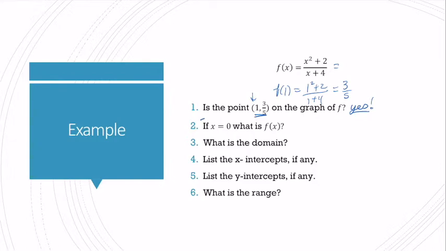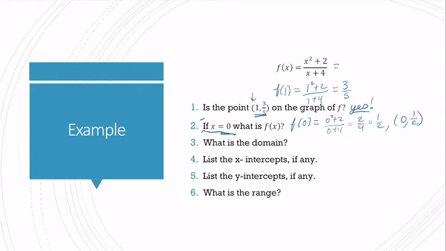Next, I want to know if x is 0, what's f of x? So I could take f of 0, and that would equal 0 squared plus 2 over 0 plus 4, which is 2/4, which is a half. So that means that the point when x is 0, y is a half, is on our graph.